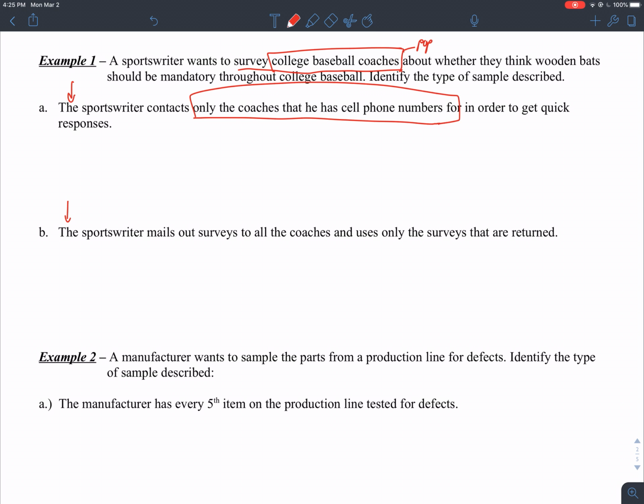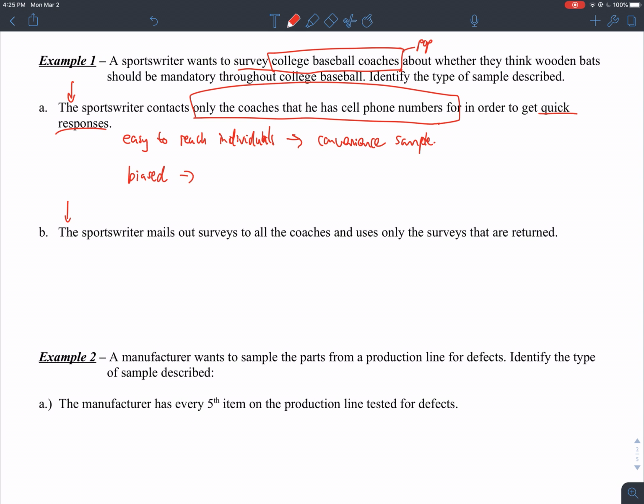But if I already have their numbers and I want to get quick responses, that seems like they were just easy to reach. So these are just easy to reach individuals, right? Which we would call a convenience sample. All right. But this is flawed for many reasons. So this is definitely biased. And you need to be able to propose why this might be biased.